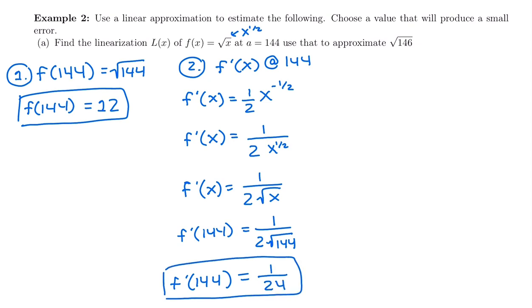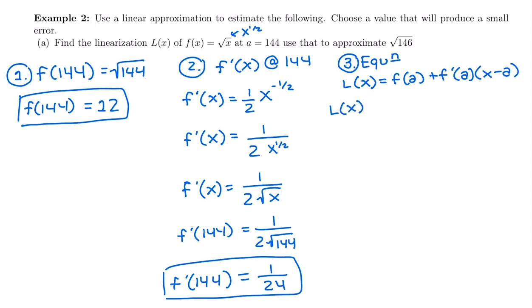So we have the 2 pieces that we need in order to write our equation, which is the last step. The equation is always plugging into L of x. You plug in the value you know, plus the derivative at the value you know, times x minus a. So we're going to take these numbers and put in what we've got here. So our L of x would be f of a, which was 12, plus f prime of a, which is 1 over 24, times x minus a.